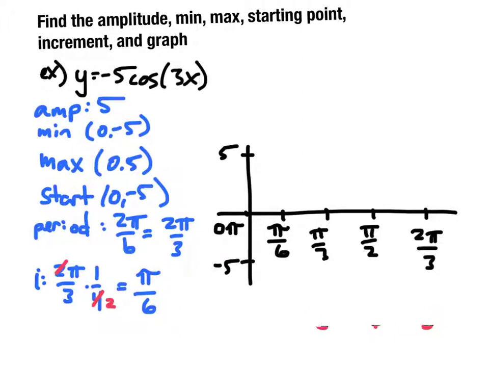So let's get rid of this. Since it's -5, we know that we're going to start down here at the negative. And then just complete your sine wave. I mean your cosine wave. What am I talking about? So it's the U shape. And that's the cosine for one period of -5 cosine 3x.